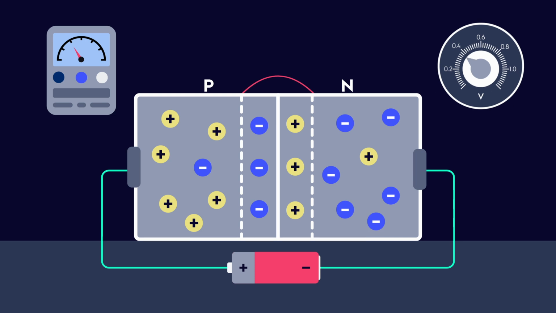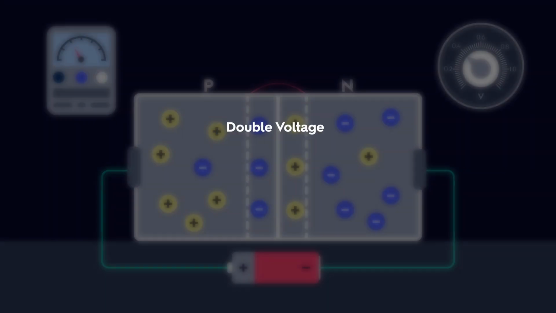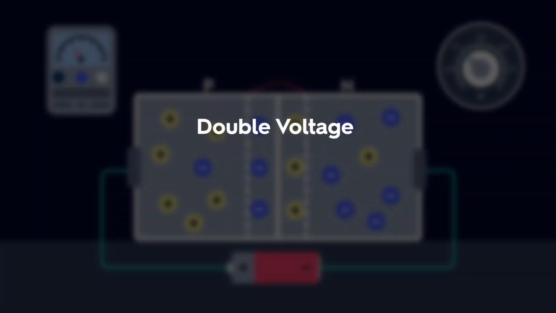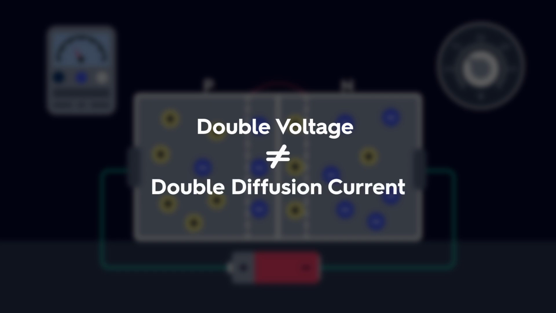Let us turn the voltage up more, say to about 0.4 volts. The barrier lowers further, the depletion region narrows further, and diffusion increases again. But here's the key. If you double the voltage, the diffusion current does not simply double, it increases by much more. This response is strongly nonlinear.